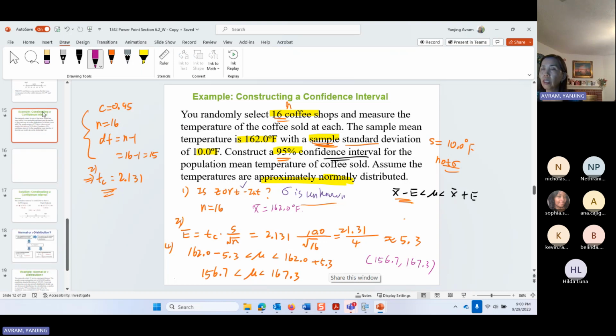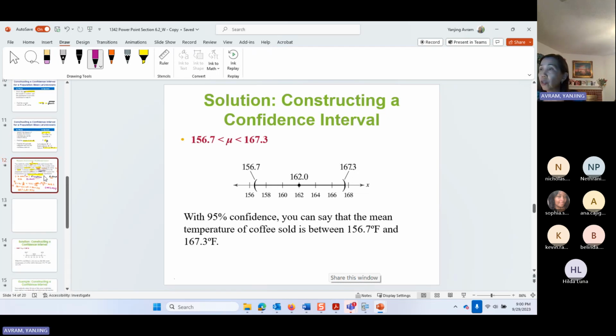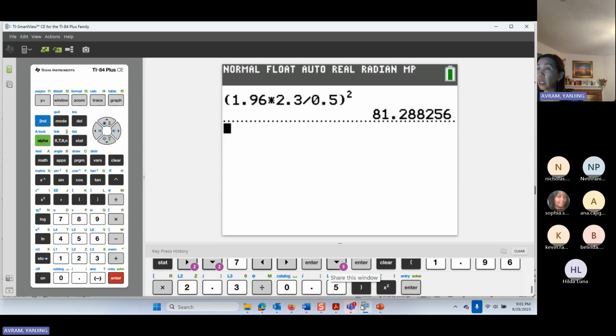All right, so what does this mean? This means with 95% confidence, you can say the mean temperature of the coffee shop is between 156.7 to 167.3 degrees Fahrenheit. All right, so that is doing this whole thing by hand. The one good thing here is you can do this whole thing in a calculator. Okay, so I'm showing you both ways. One is doing it by hand and another is doing it by calculator.